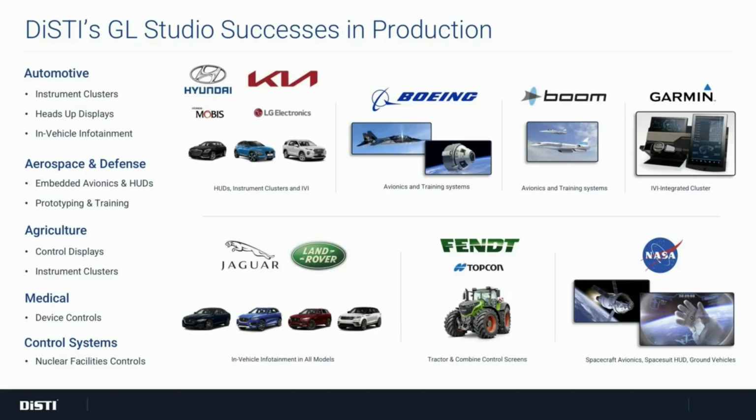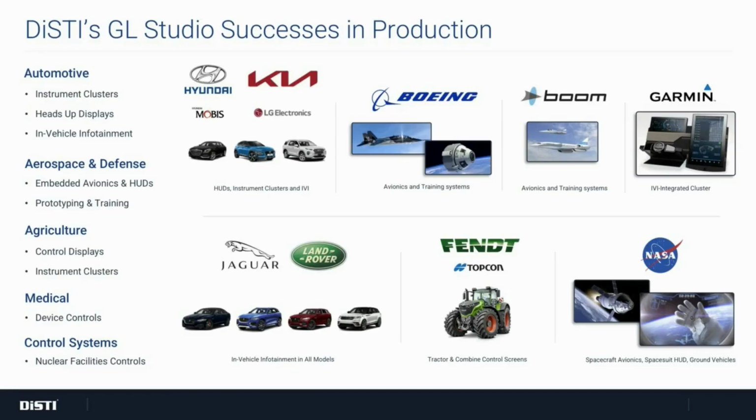As a few examples of those, we've got some fairly large adoptions between Boeing, Boom, and NASA, for spacecraft, for aircraft avionics. Garmin has also adopted us for automotive. We were standardized on for 9 years at Jaguar Land Rover for displays there. Hyundai and Kia Motors, also Fendt is a great example for agriculture and industrial as well.